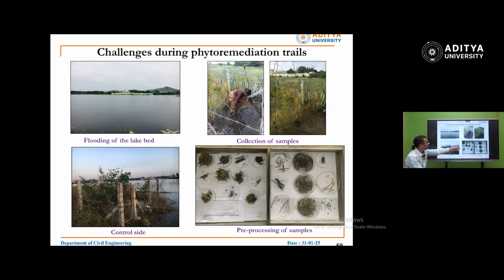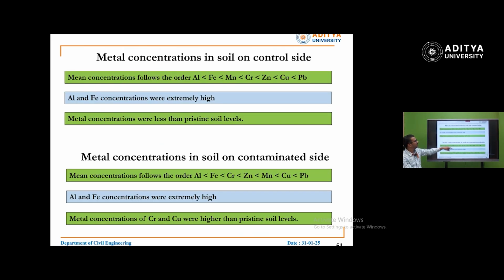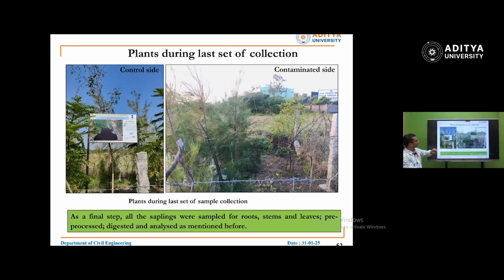Then these are the pre-processing steps of the samples. Once collected, they are dried and digested. These are the concentration orders. The highest concentration was aluminum and the lowest traced was lead, on the control side and similarly on the contaminated side. We did this remediation study for almost 2 years, and as you can see, these are the plants on the control side as well as the contaminated side. These are the casuarina plants and these are the neem plants.